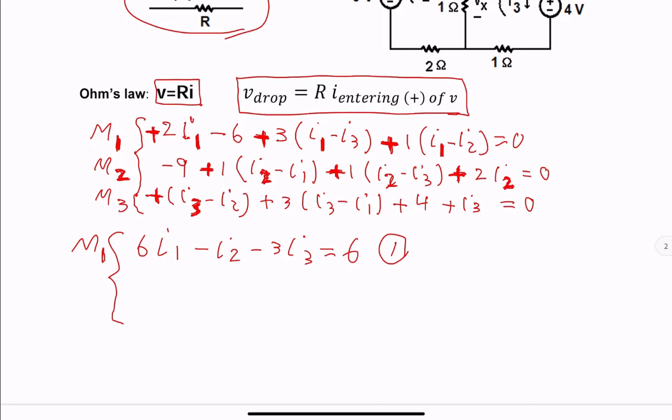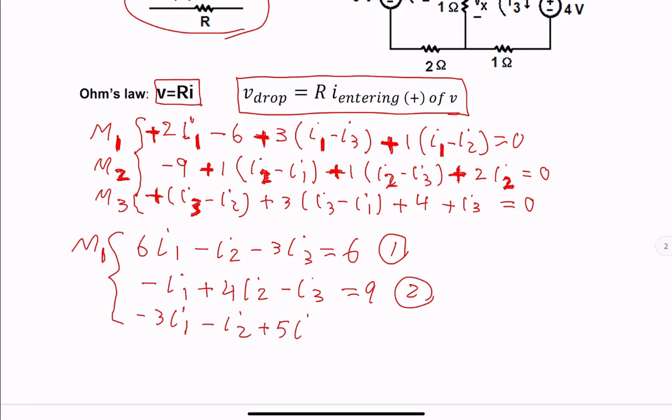Second equation gives us negative I1 plus 4I2 minus I3 equal to 9. That's equation 2. And last equation gives us negative 3I1 minus I2 plus 5I3 equal to negative 4. And call this equation 3.